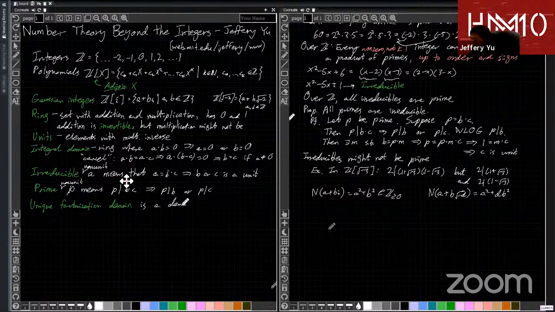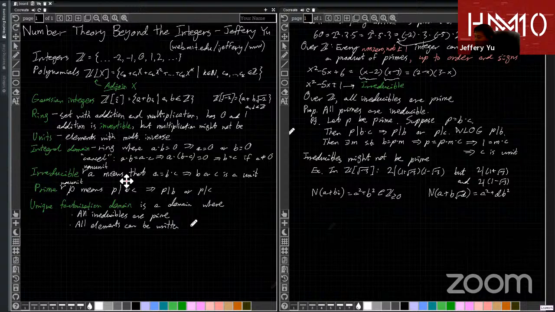It's a domain where there are two conditions. One is all irreducibles are prime. And the second condition might seem mysterious, but it's there for technical reasons: all elements can be written as a product of finitely many irreducibles. So the second condition is telling us we can decompose it somehow. And then if you have the first condition, that's what tells you it's going to be unique.